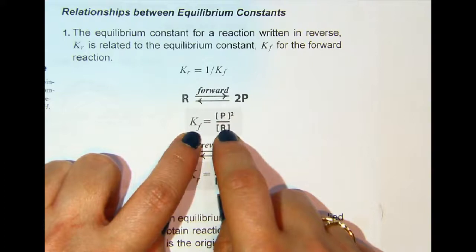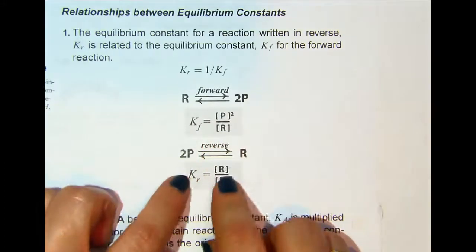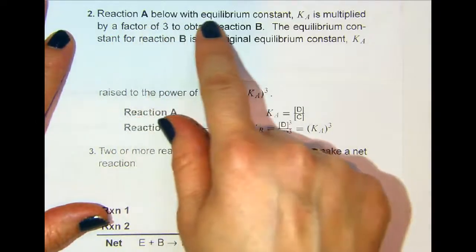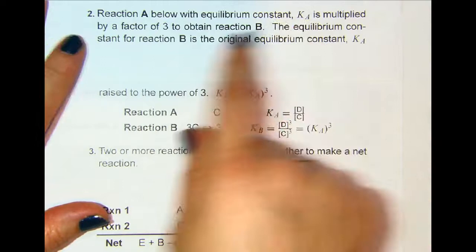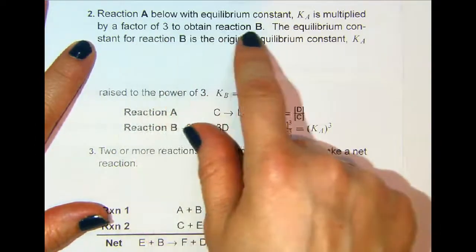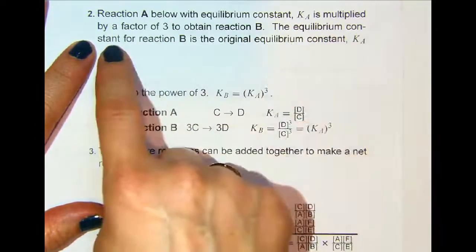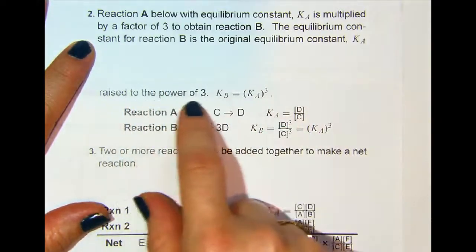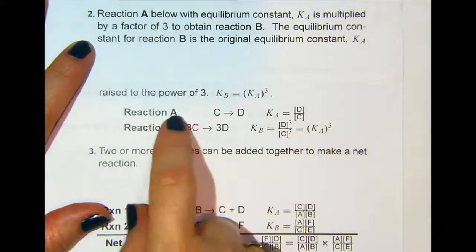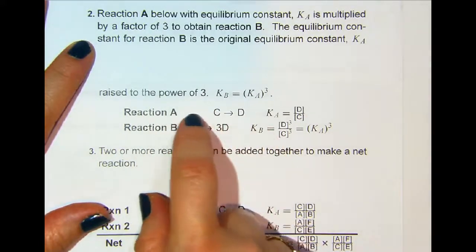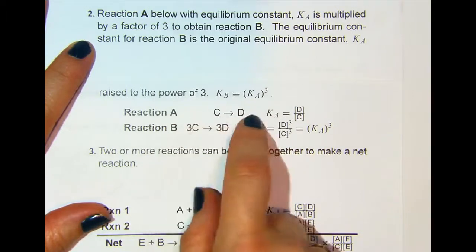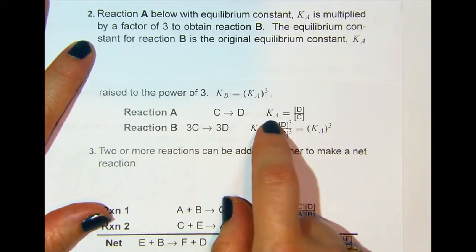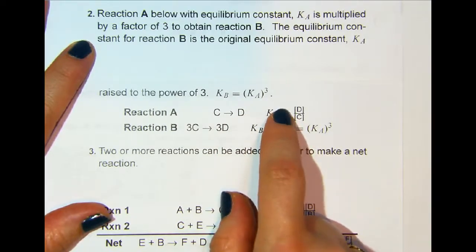Then if I wanted the reverse, I would take the inverse of this, and so the reverse would be R over P squared. Reaction A below with equilibrium constant Ka is multiplied by a factor of 3 to obtain reaction B. The equilibrium constant for reaction B is the original equilibrium constant Ka raised to the power of 3. So if I take this equation and multiply these coefficients by a number n, then I'm going to take the Ka and raise it to the power of that value.